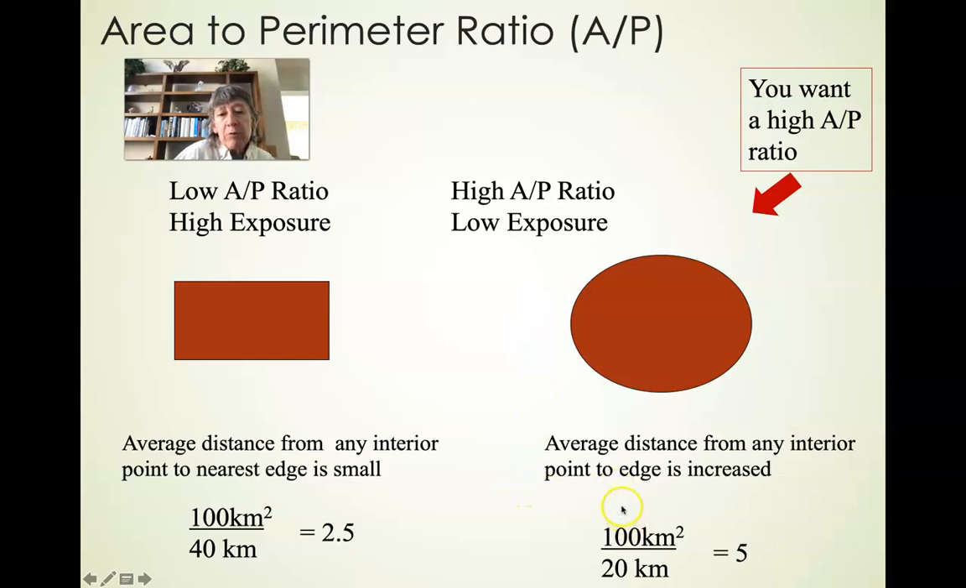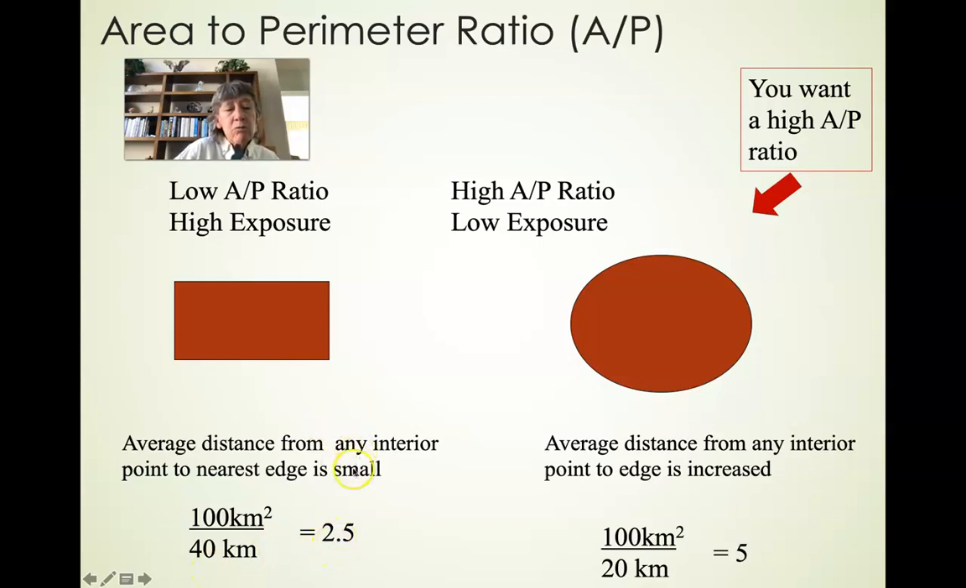So I just threw some numbers on that. If we have our spherical reserve and our area of the reserve is 100 square kilometers, and the edge is 20 kilometers, our area to perimeter ratio, 100 divided by 20, gives us an area perimeter ratio of 5. With our rectangular reserve, we still have 100 square kilometers of interior reserve, but we have 40 kilometers of perimeter. Well, 100 divided by 40 is 2.5.